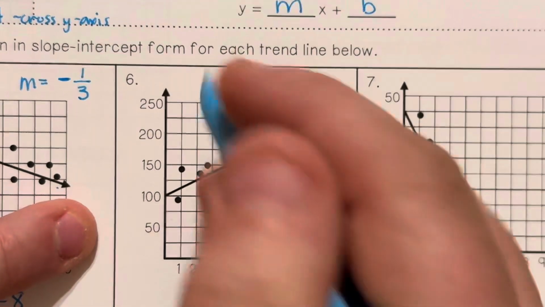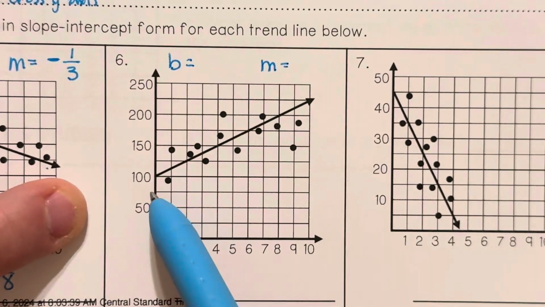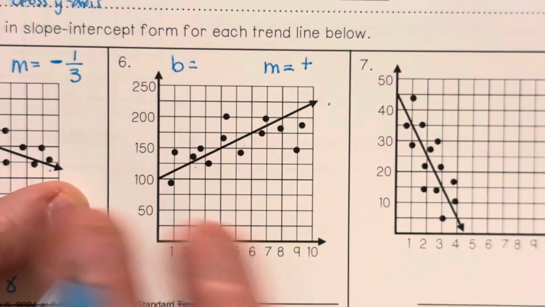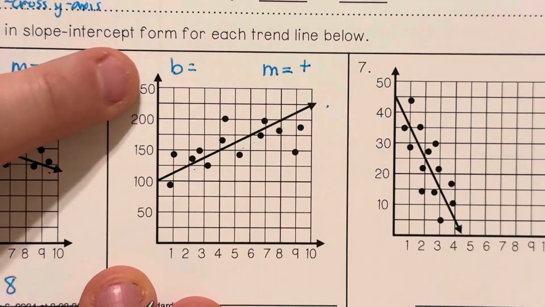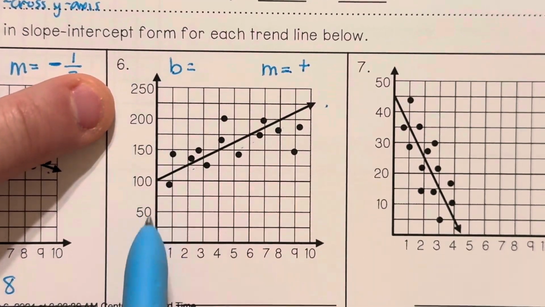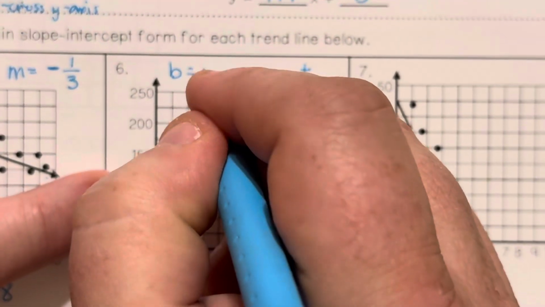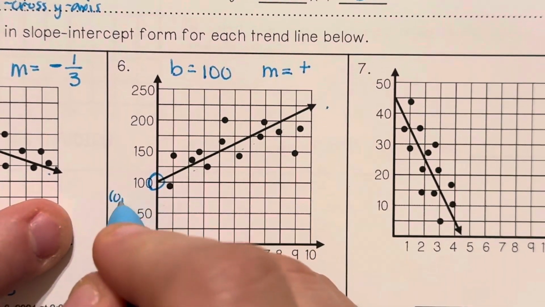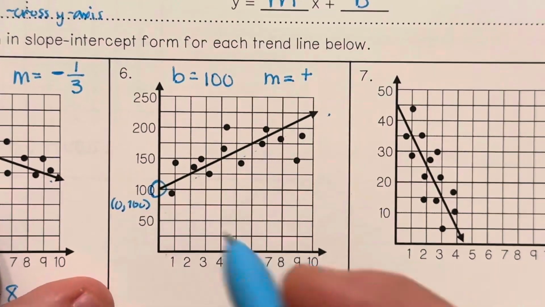So on number 6, I'm going to put my y-intercept and I'm going to put my slope. And I'm going to go ahead and look. My slope is going to be going up from left to right, so I know it's positive. I'm just writing that there to remind myself, okay? I'm not going to use it really, but I'm going to remind myself of that. Now, my y-intercept. Again, here's my x-axis. Here's my y-axis. Right there's my y-intercept. So my y-intercept is 100. Okay, because this point is 0 and 100.